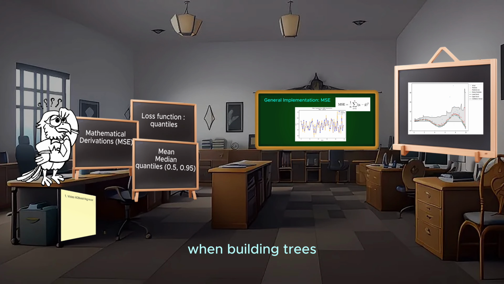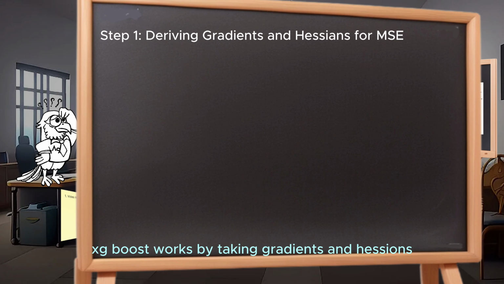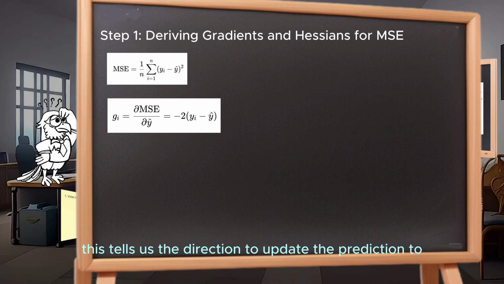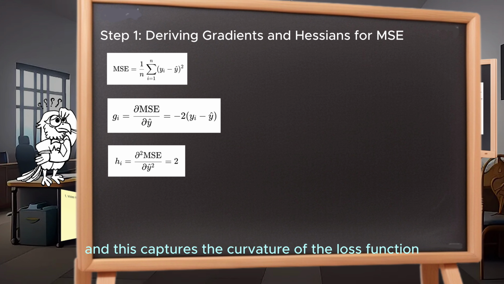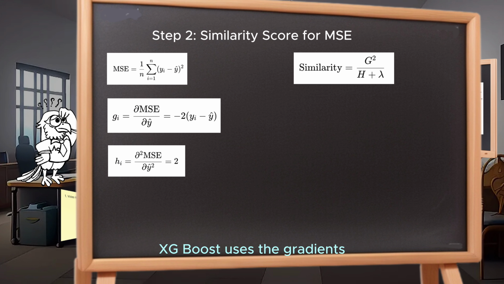When building trees, that's where the similarity score comes into play. XGBoost works by taking gradients and Hessians, basically the first and second derivatives of the loss function. Let's calculate these for MSE. This tells us the direction to update the prediction to reduce the error, and this captures the curvature of the loss function.